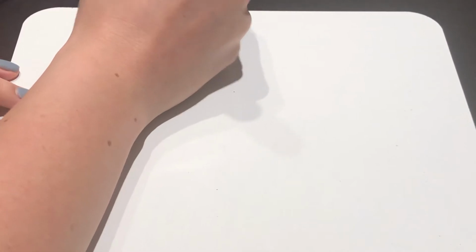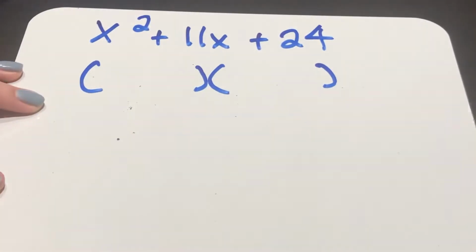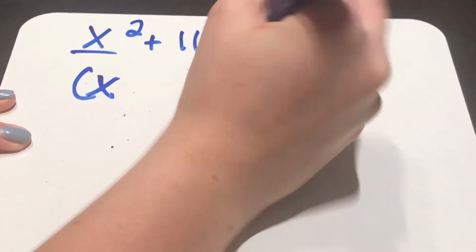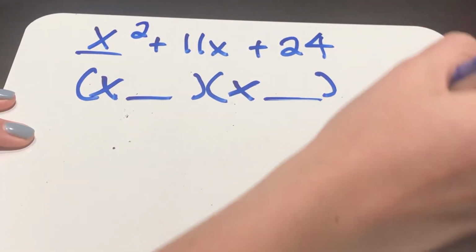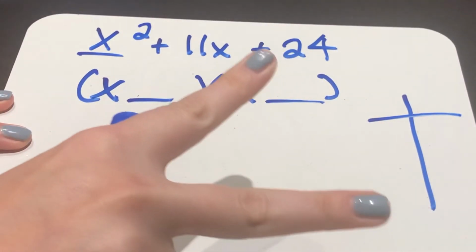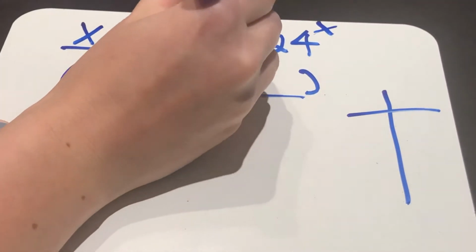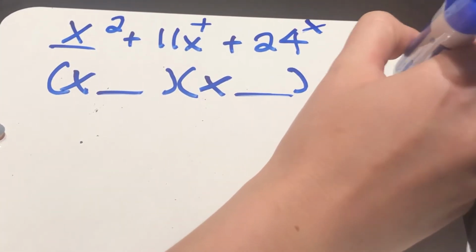All right, let's try another one I have. How about x squared plus 11x plus 24. The ones I'm showing you today are very, very simple. It's always just going to be x squared in the beginning, so I know it's always going to be x and x. That's the easy part. I just need to figure out what number goes there and what number goes there. I'm going to make my little chart. I need two numbers that multiply to get 24 and add up to get 11.